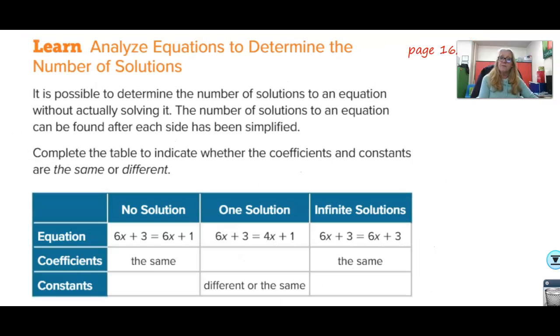Okay, so analyze equations to determine the number of solutions. They're saying now on page 162 that it's possible to tell if they have no solutions, infinite solutions, or one solution without having to solve them all the way to the end. All right? So this is exactly what I've been telling you. No solution means the variable terms match, okay, but the constants are different.